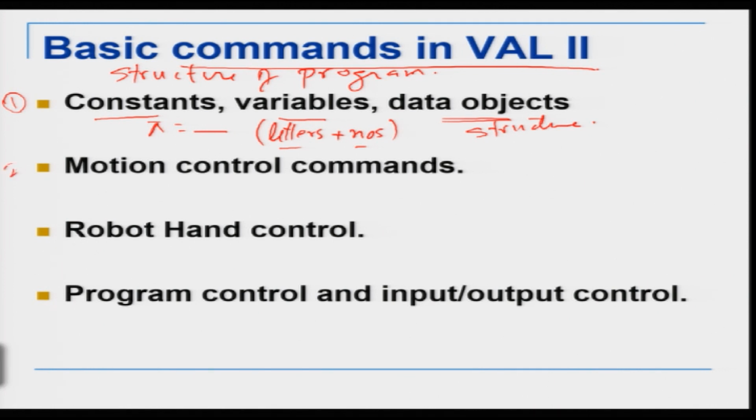The second part of the program would consist of motion control commands. Motion control commands would basically mean to move the arm or the end effector to perform a task.